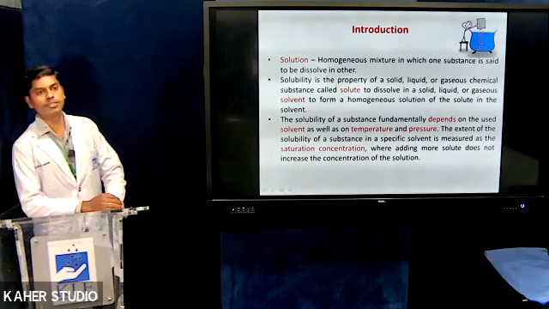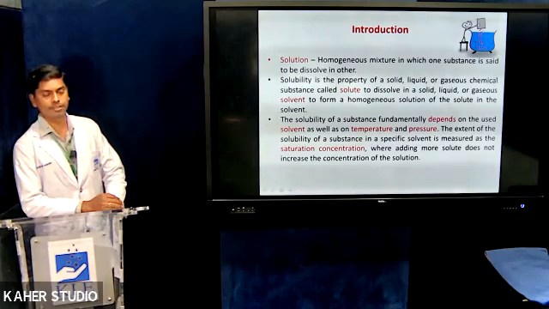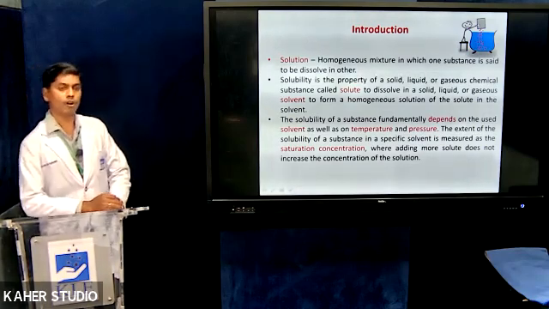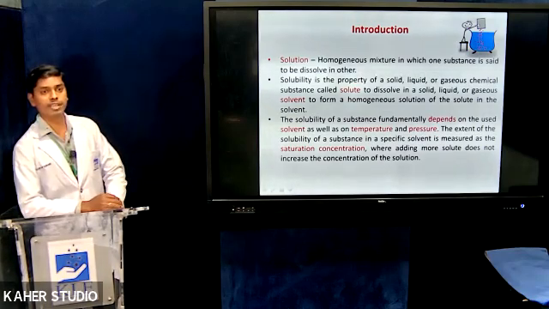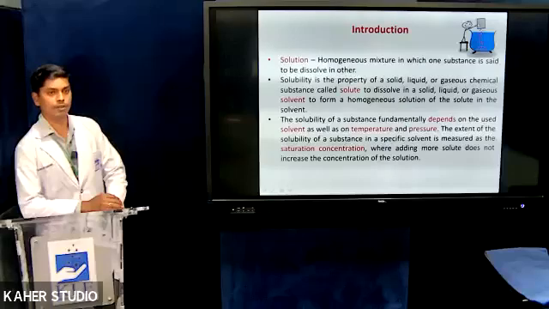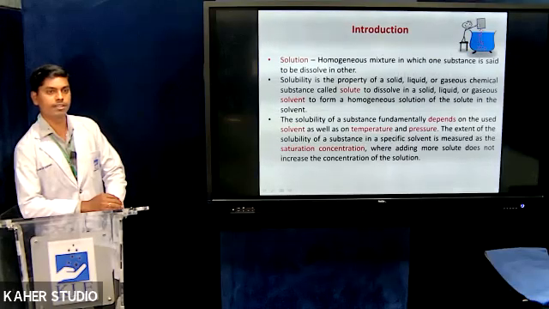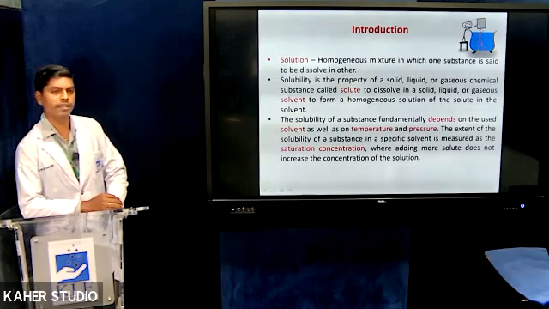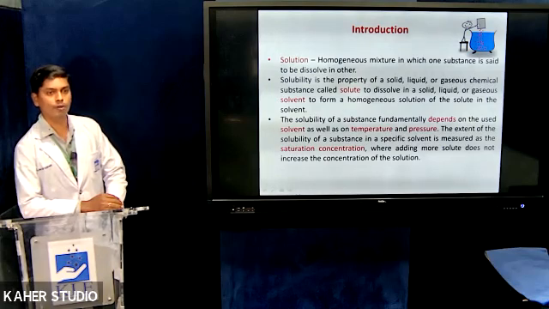Solubility is defined as a homogeneous mixture in which one substance is said to be dissolved in another. It is the property of any solid, liquid, or gaseous chemical substance to be dissolved in solid, liquid, or gaseous solvents to form a clear homogeneous solution. It means the solution is formed by the interaction of the solute and the solvent.